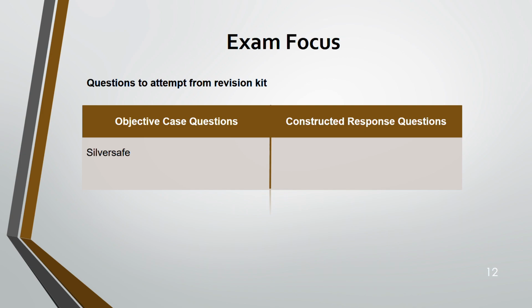So from your Section B, the question from your revision kit that you have to attempt is Silver Safe, and nothing from your constructed response questions has been given here. So only one question. Sorry, I'm sorry. From your constructed response: B5, B5 CAS, EIS, that is your enterprise information system, and MG organization. So those three questions. Make sure that you attempt them.